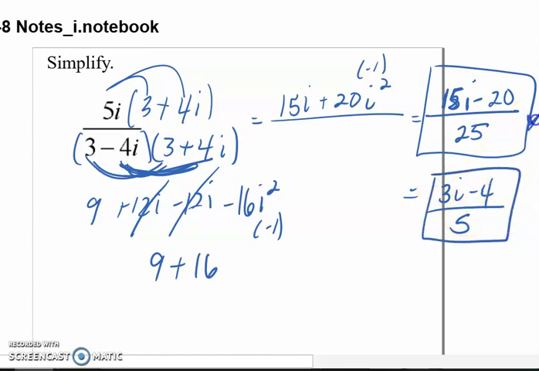If you got here, great job. This is what you need if we're going to input the answers in Delta Math or an online assignment. All right, I hope that wasn't too bad.